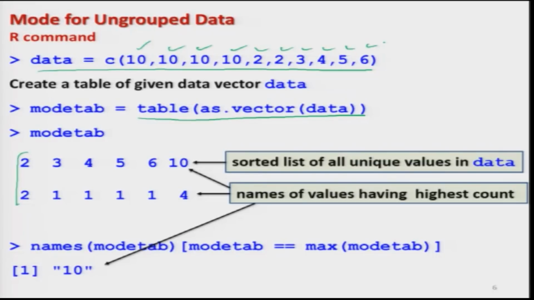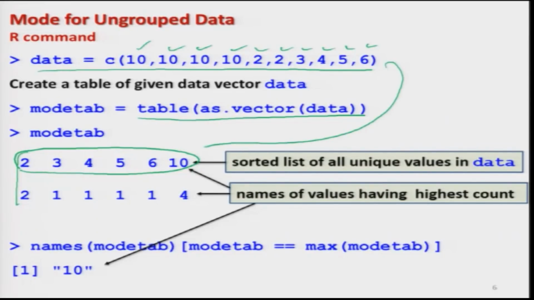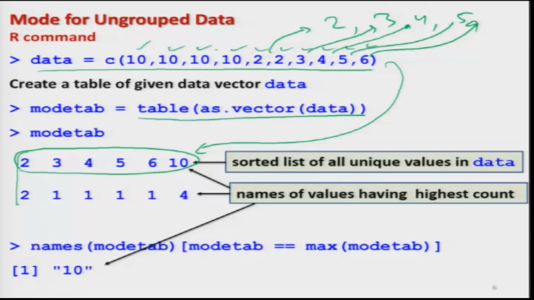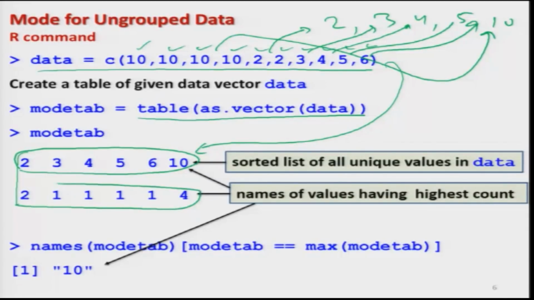So essentially, when we try to create the frequency table, it shows you in the first row the sorted values of all the unique values in the data. You can see here that the unique values are 2, then 3, then 4, then 5, then 6, and this value is repeated again and again 4 times, that is 10. And now the second row counts how many times a value is occurring.